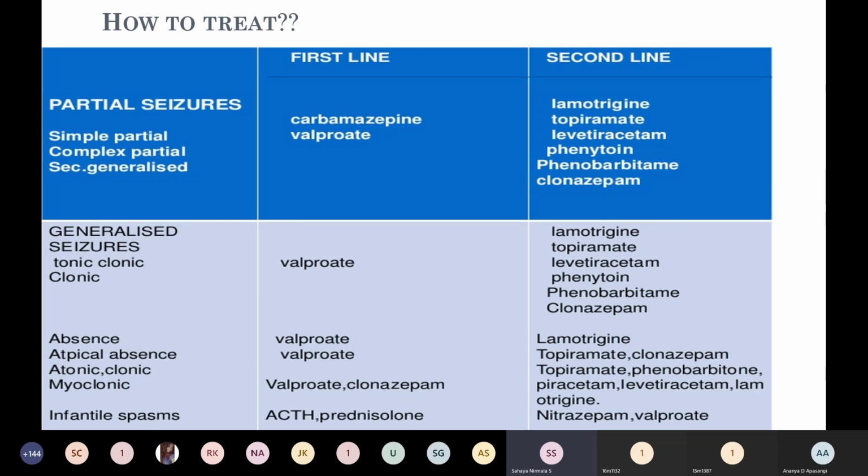Whereas for a generalized seizure, valproate is the first choice. Only if you have a myoclonic type of seizure, then you would prefer adding clonazepam. Otherwise, for generalized seizure, valproate works very well. For a focal seizure, carbamazepine is the preferred drug. For absence seizure, ethosuximide is preferred. Otherwise, for most of the others, valproate will suffice.